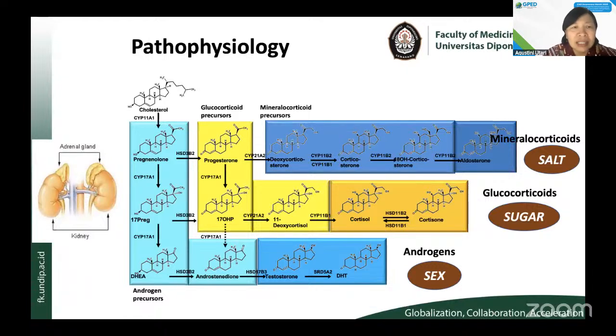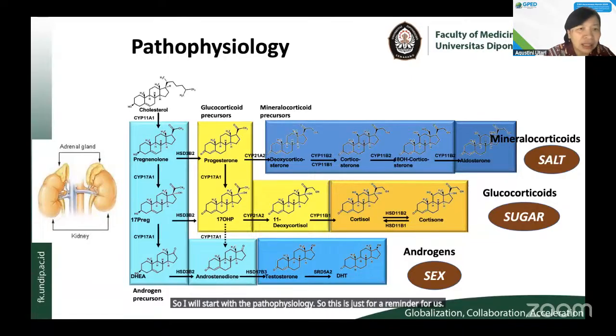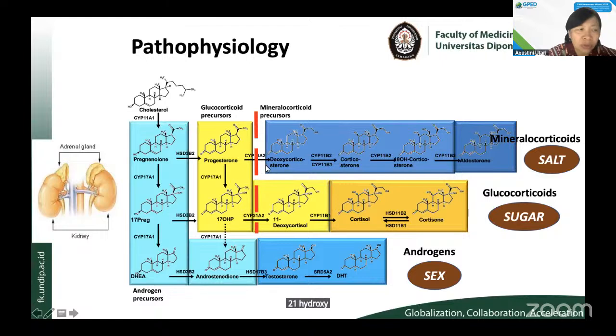So I will start with the pathophysiology. This is just a reminder for us. The adrenal cortex takes part in steroidogenesis, producing glucocorticoid, mineralocorticoid, and also androgen. In 21-hydroxylase deficiency, a mutation in the CYP21A2 gene leads to impaired activity of the 21-hydroxylase enzyme, which is crucial for two key steps.